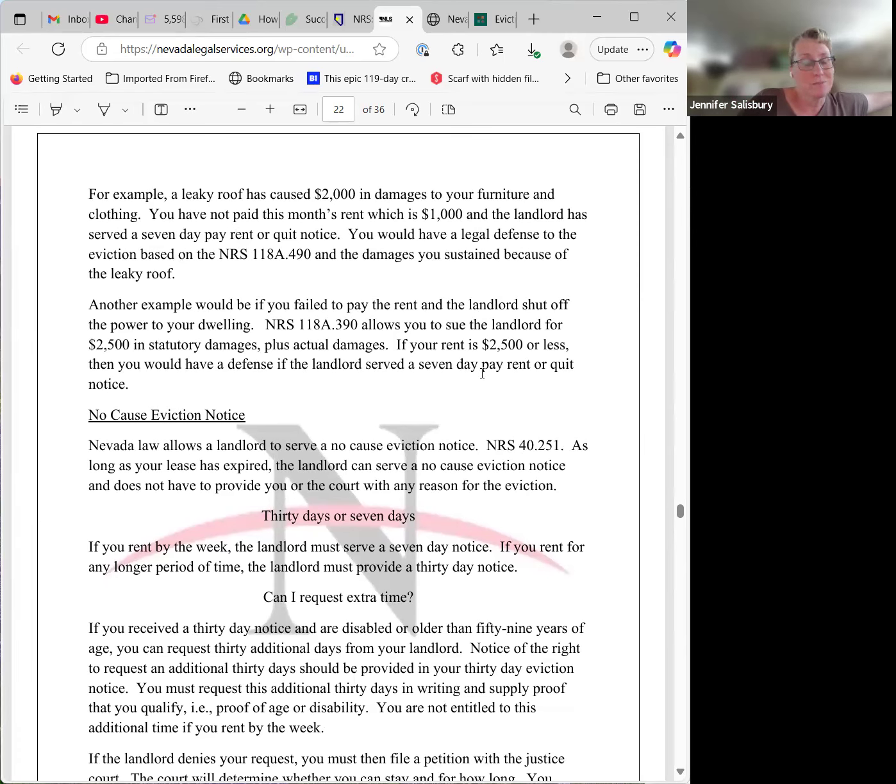30 days or 7 days. If you rent by the week, the landlord must serve a 7-day notice. If you rent for any longer period of time, the landlord must provide a 30-day notice. And the tenant can request extra time.